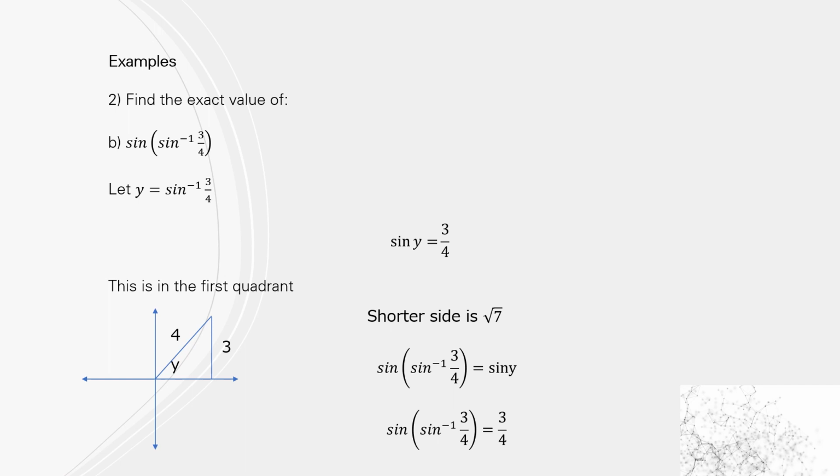So sin of sin⁻¹ of 3/4 is sin of y. So coming back to your triangle, sin of y is opposite over hypotenuse, which is 3/4.